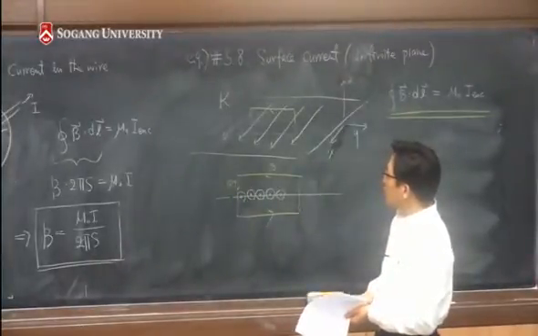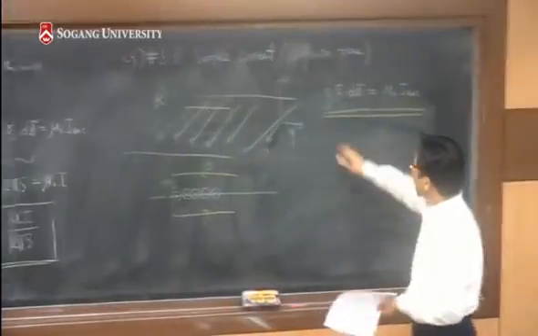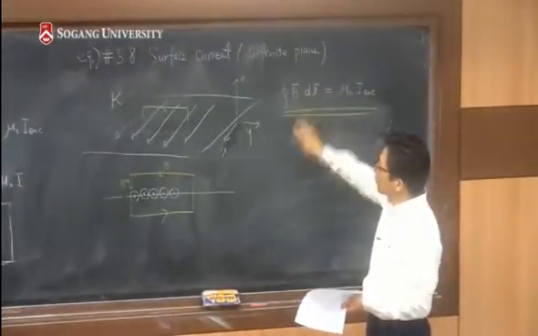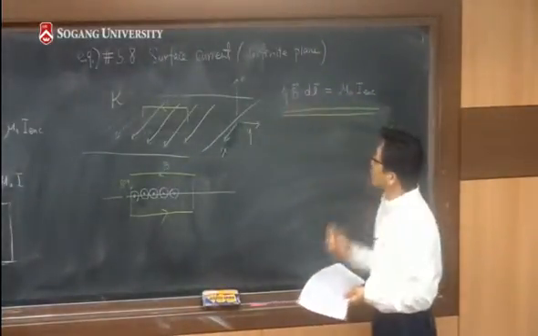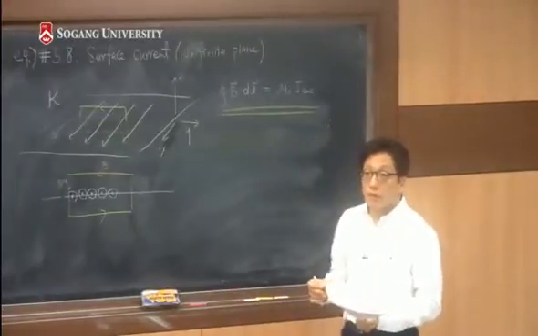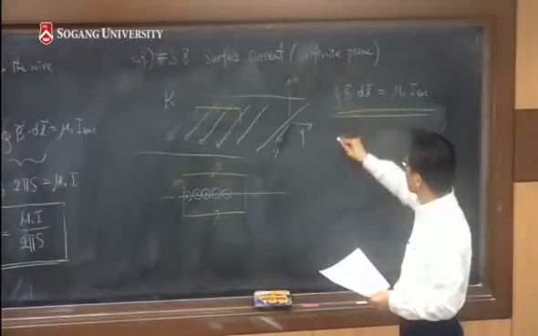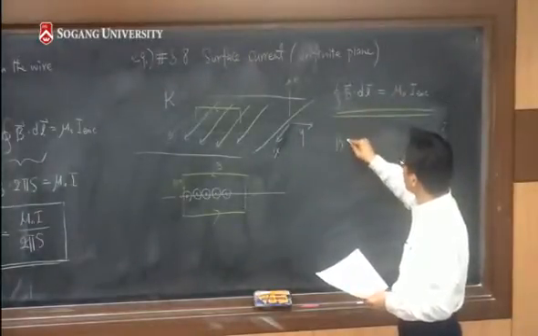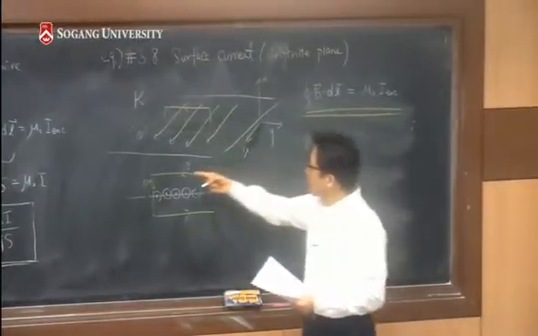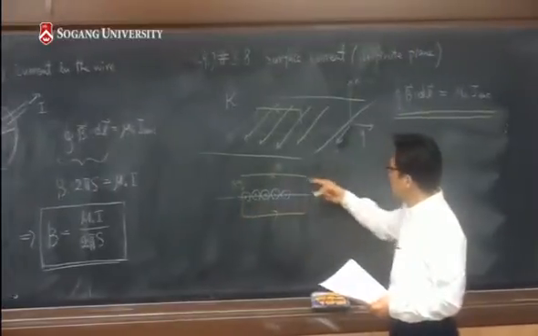So if you evaluate this integration using Ampere's law, then you can say the strength of the magnetic field times the length of this rectangle.